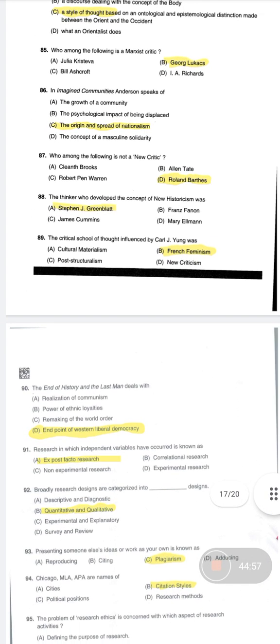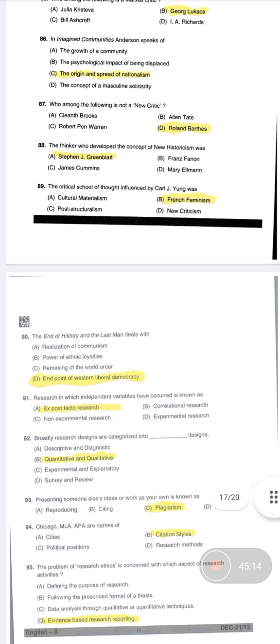Question number 87. Who among the following is not a New Critic? Who is not a New Critic? Roland Barthes is not a New Critic, and the rest of the three are New Critics. Okay. Cleanth Brooks, Robert Penn Warren, Allen Tate. These are New Critics.